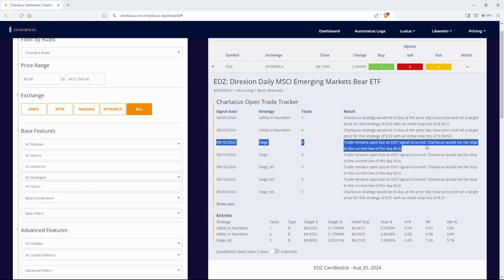Keep in mind, the target price is still $9.05, so keep an eye out in case the markets decide to bounce up. If the trade is still live, we'll log back in tomorrow, see if Chartacus has made any further changes. See you then.